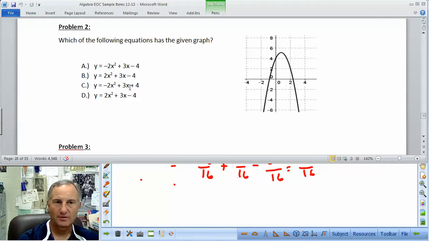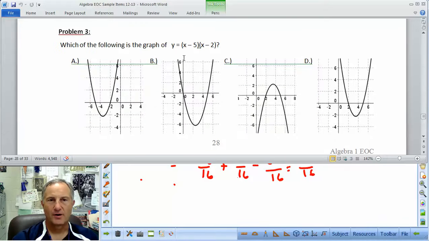I could also plug in 0 for x here. If I want to pick a point, 0 is x. What's my y value? Well, that would be 0 plus 0 plus 4. So 0, 4. So that's another way of checking to see that my answer is C right there.